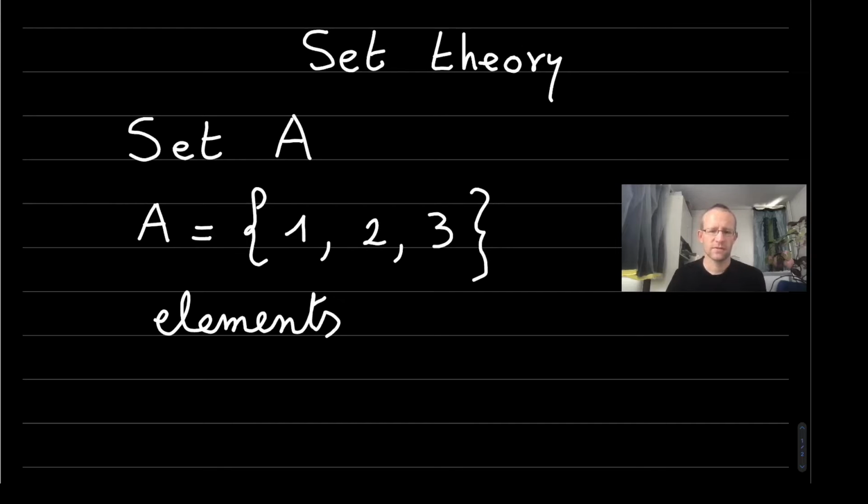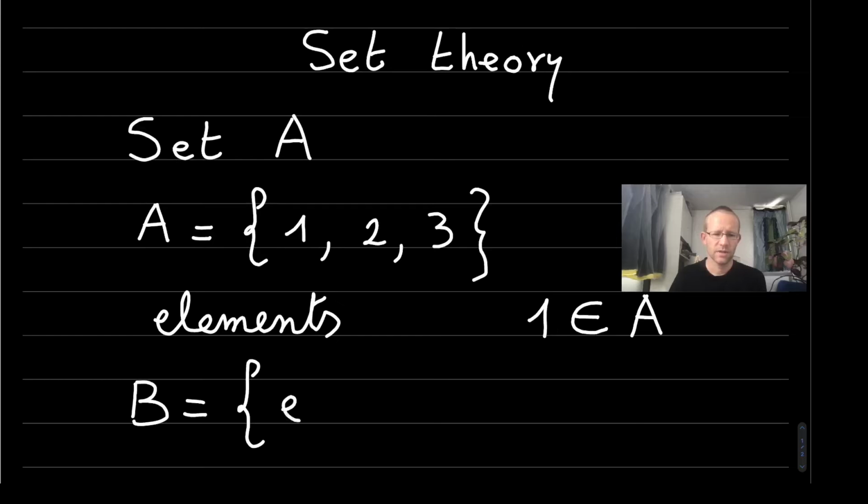When we want to say that a certain element belongs to a certain set, we can denote it by using this symbol, which means that 1 belongs to the set A. There are many examples of sets, and they contain all kinds of elements. For instance, the set B contains an elephant and a mouse.